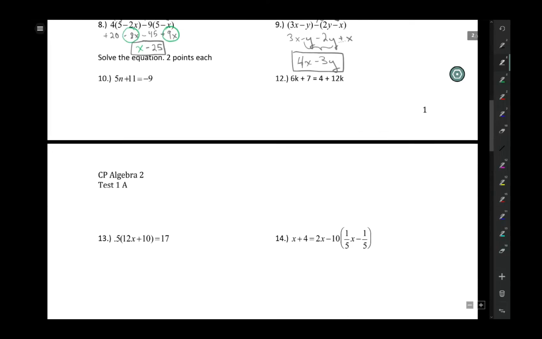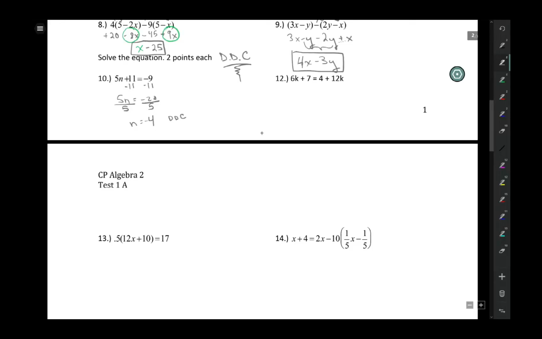Solve the equation. Do the Dvorsky double check on all these answers. Okay, subtract 11, boom, boom, boom, boom. Careful with negatives, so it's going to be negative 20, and equals negative 4. You type it in, Dvorsky double check. Make sure you do that.